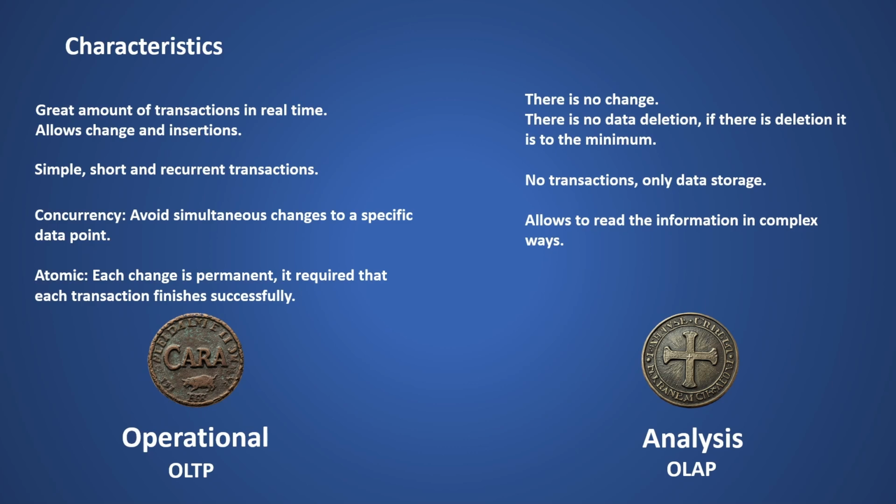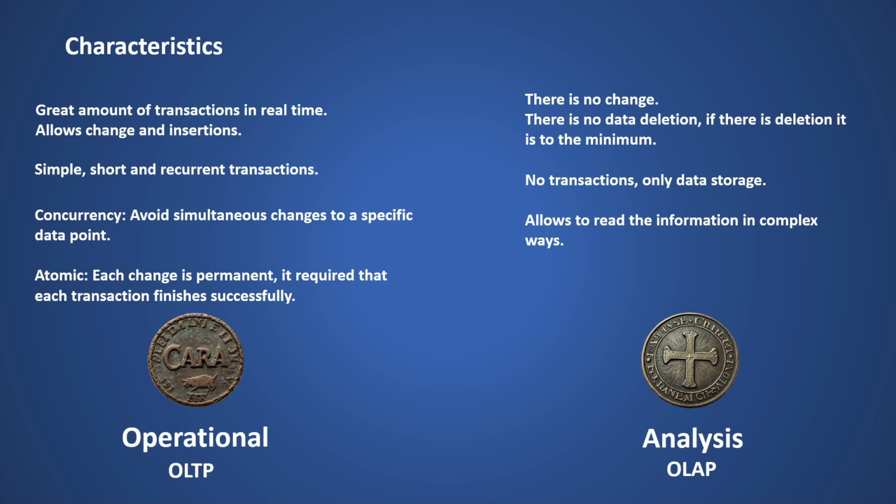Since both sides are used for different purposes, each has its own properties and characteristics. For example, on the operational side, where sales, orders, money, and people are managed, we will have a great number of transactions in real time. This side of the business will allow us to make changes to the transactions and also to insert new transactions. Also, it will allow us to consult the information, but in a simple manner.